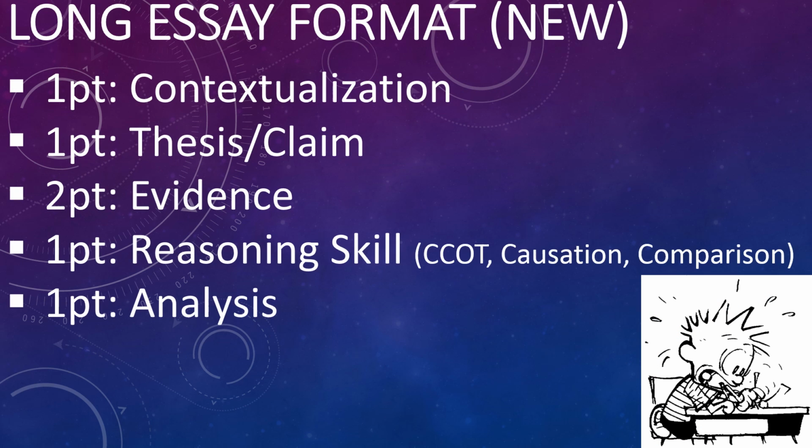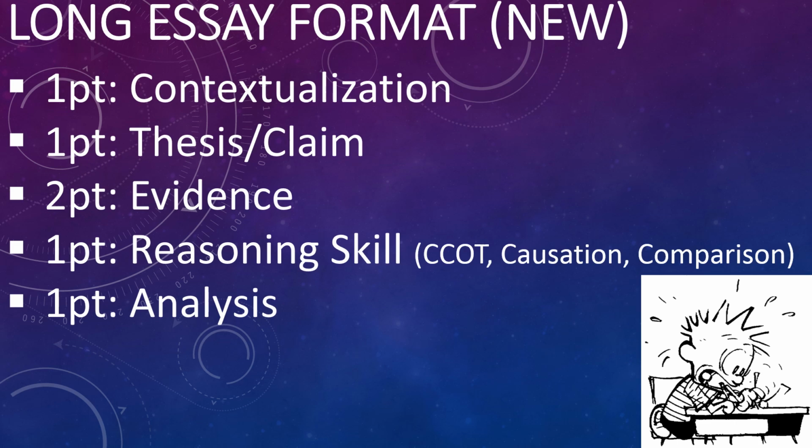This is the new rubric that they have for the long essay. This year, you're going to have 1 point for contextualization, 1 point for your thesis, 2 points for evidence. That 2 points for evidence means you get 1 point for mentioning some evidence that helps to support your thesis, but then you get another point for explaining how that evidence goes about in a deeper meaning to help explain your thesis, to help answer the question.